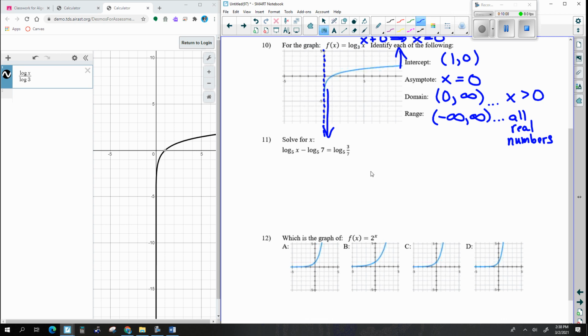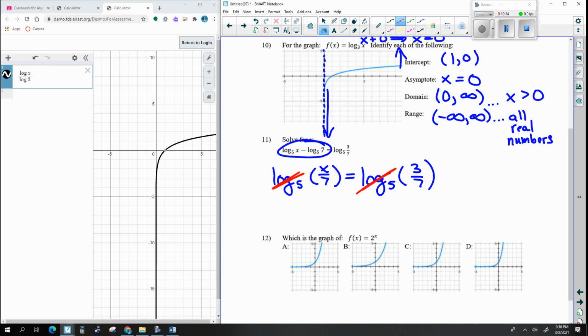Solve for x. Okay, so what I want to do is get a singular log over here. Subtraction implies division. So this is going to be log 3 of x divided by 7. See, log 5, not log 3. Doesn't really matter, it's going to go away right now anyway. All right, so now when I have a singular log equal to a singular log, the logs cancel out. That leaves me with x over 7 is equal to 3 over 7. So it doesn't really take a rocket scientist to identify that x is going to be equal to 3.